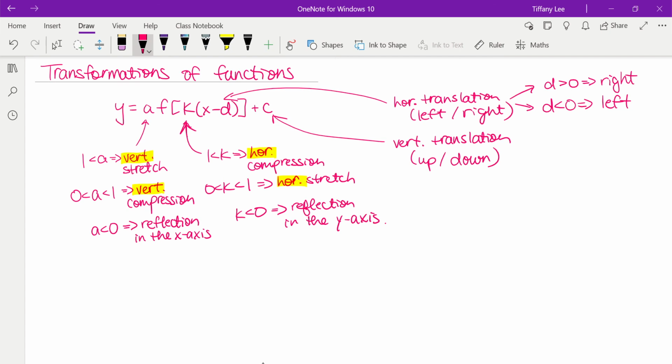With your vertical translations, very similar to your horizontal translations. If c is positive, that means you're going to go up. If c is negative, that means you're going to move down.